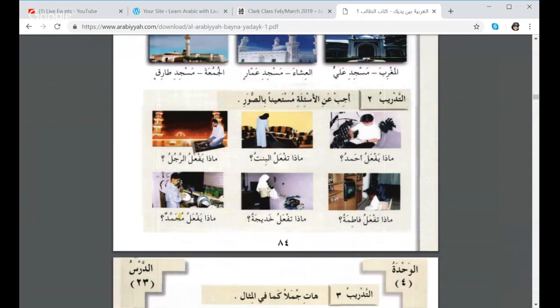Hey Kim, Mada tafalu al bint? She's saying, what is she doing? You have to say, she is doing whatever she's doing. You start with the verb for whatever she's doing, conjugated. So you'd start with, she is vacuuming. And then the floor or the carpet, but I don't remember that. Or you could say the room, because that's easy. Yeah, the sitting room.